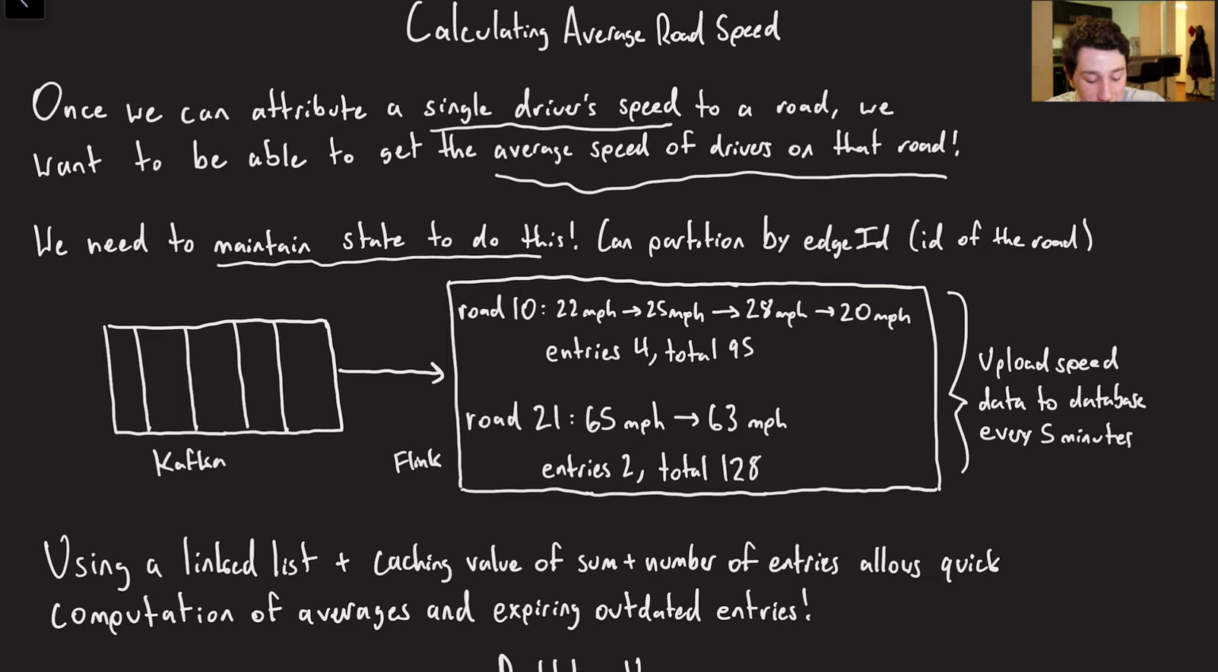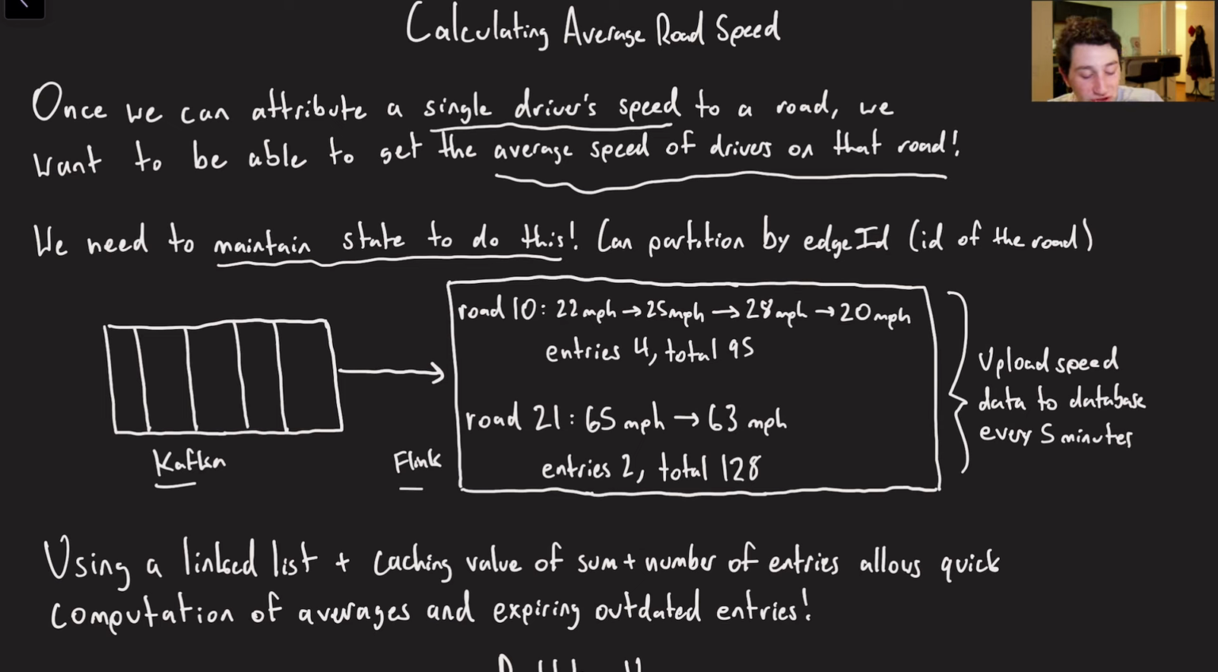Cool. So in order to do that, obviously we need to maintain some state because we're going to be taking the average of these numbers. The way that we can do this is, of course, as per usual with Jordan, using Kafka and Flink because we're going to be doing stream processing.